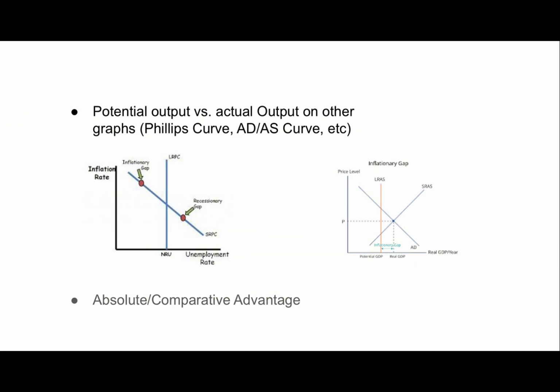And then there's also the concept of absolute and comparative advantage. That's comparing two nations or two entities or two firms and seeing how their opportunity costs relate to one another, and seeing who has the absolute advantage, which means who can produce the most with fewer resources, and who has the comparative advantage, which means who can produce the most when comparing the resources used to one another.